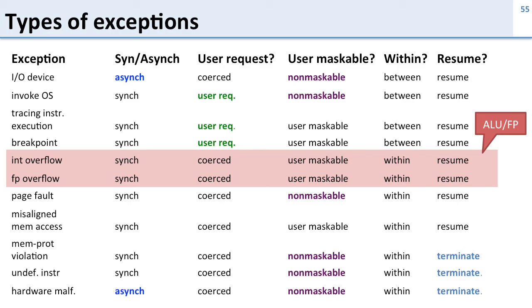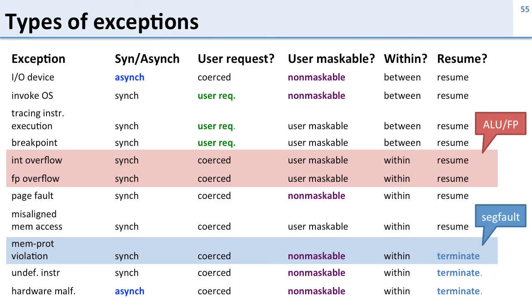And if you look at these, they're going to be synchronous, that is, they're always going to happen at the same instruction. They're coerced, that is, the user doesn't ask for them, they just happen because you're using the hardware. The user generally can turn them off. So if the user doesn't care about overflow, the program can say, don't tell me when the overflows happen. And you can resume from these. So if you have an overflow, the operating system or the program can go and figure out where the overflow happened and try and clean it up.